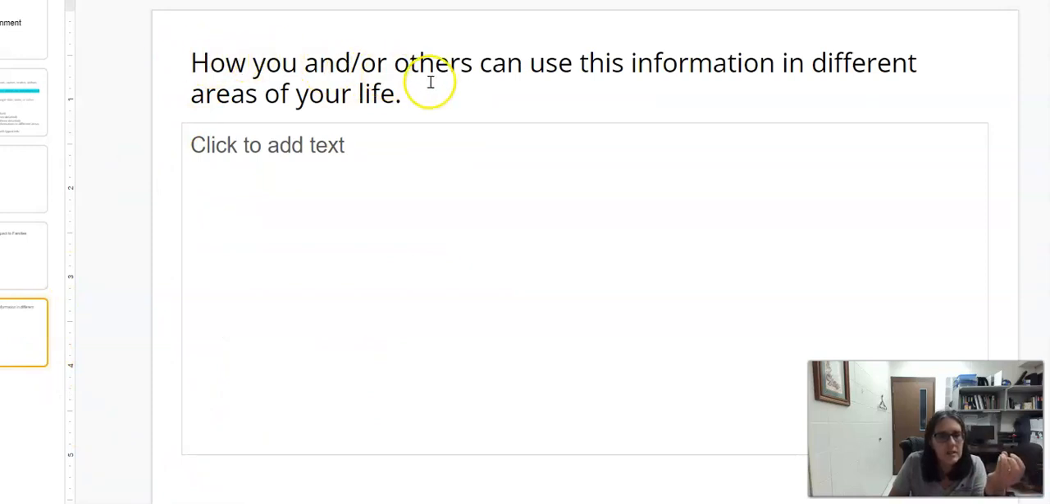How are you and others able to use this information in your life? How can you advocate for others? What are advocates for change that you can do, or just awareness that you can bring about these different topics? And then once you do this, you're done with the assignment, but you have to submit it.